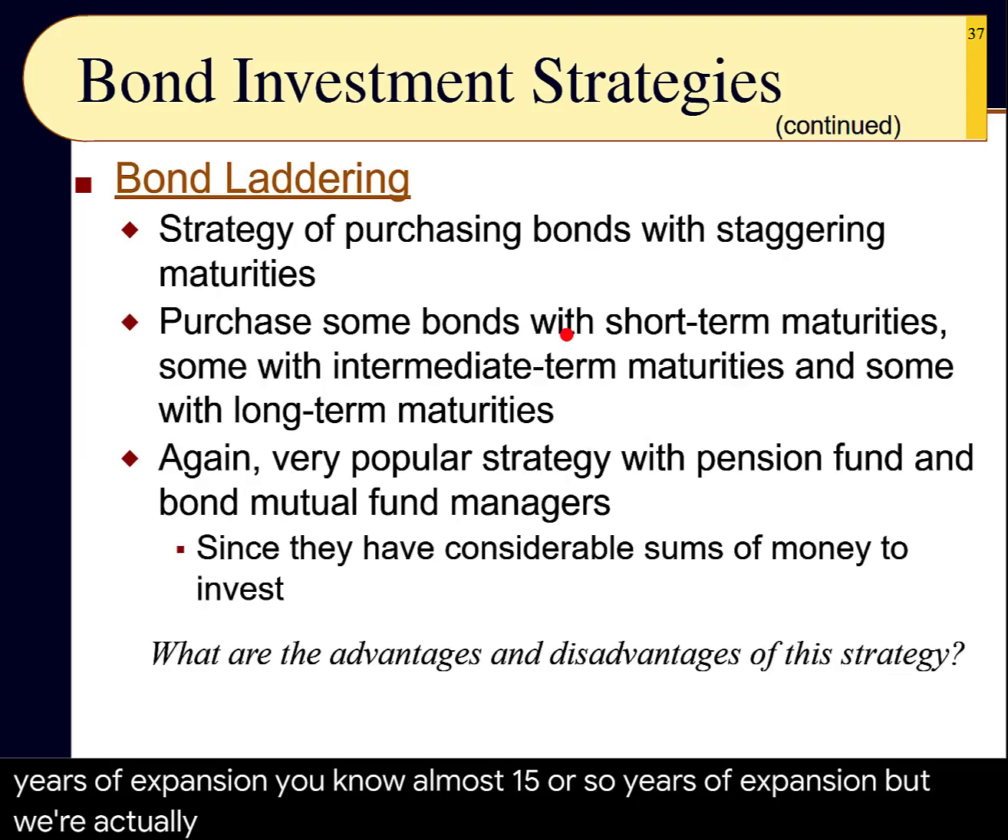Now, bond laddering. Again, this is something that typically individual investors, unless they've got a lot of money, and then you usually have a private personal broker to do it for them. Bond laddering is a strategy of purchasing bonds with staggering maturities. We purchase some bonds with short-term maturities, some with intermediate-term maturities, and some with longer-term maturities. So it's another way to diversify, and we'll talk about diversification in detail in a couple of chapters, Chapter 11. Again, very popular with pension fund and bond mutual fund managers since they have considerable sums of money to invest. Now I ask, what are the advantages and disadvantages of this strategy?